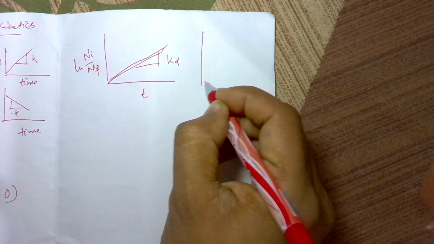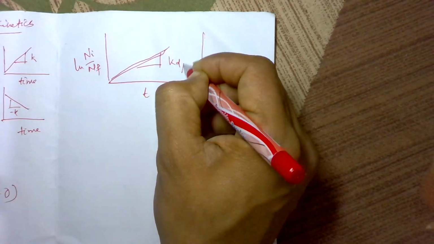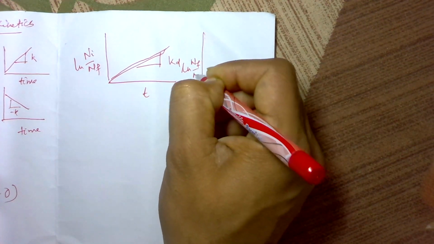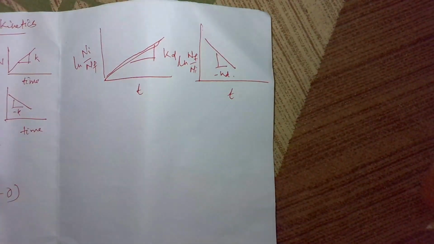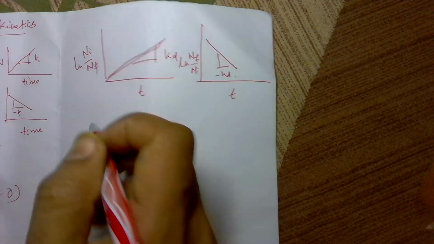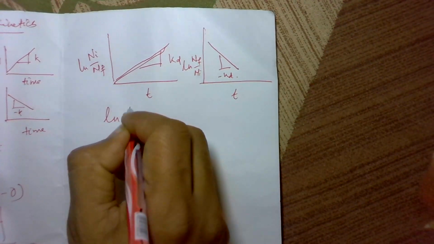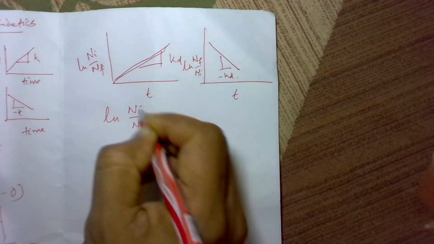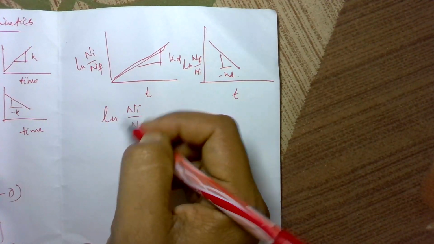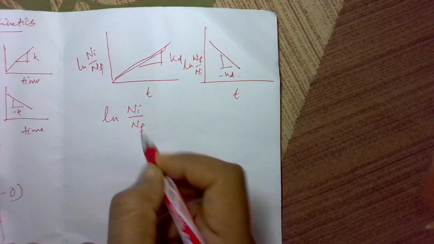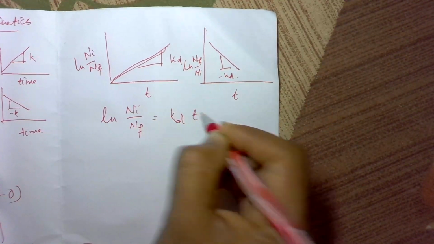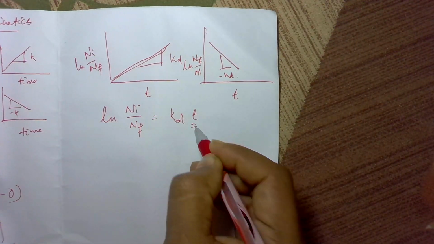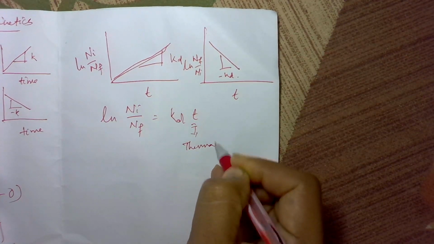But if you want to draw something like this, ln Nf by Ni, then the slope will be minus kd. Okay, so this is our final equation. I'll just rewrite it once more: ln Ni by Nf is equal to kd t. Why is Ni upside? Because Ni is initial, more microorganisms are there. Nf is final, fewer microorganisms. Okay, kd t. What is this t actually? So this t is nothing but your thermal death time.